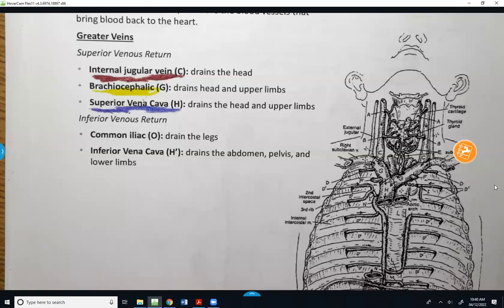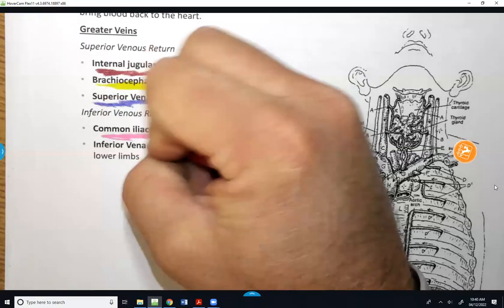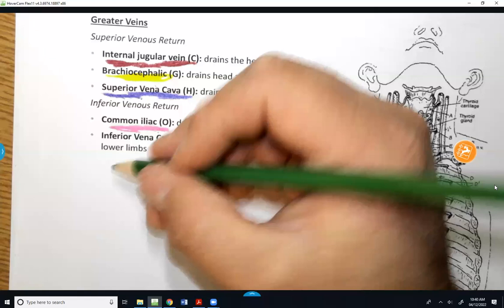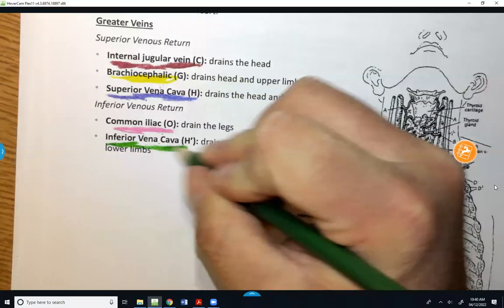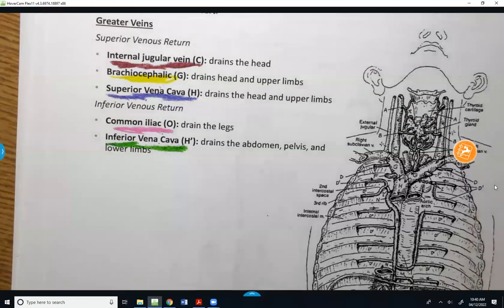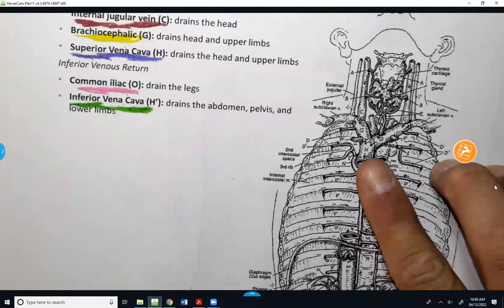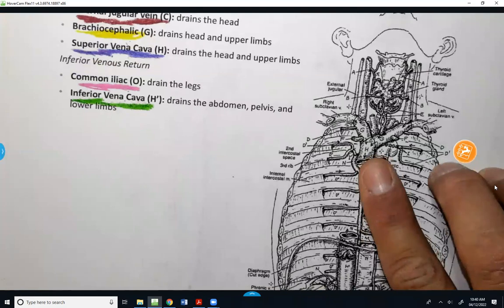Then the common iliacs dump the blood into the inferior vena cava, which provides us with venous return from everything below the heart. Same situation, if you imagine where my fingernail is, that's where the heart would be located.